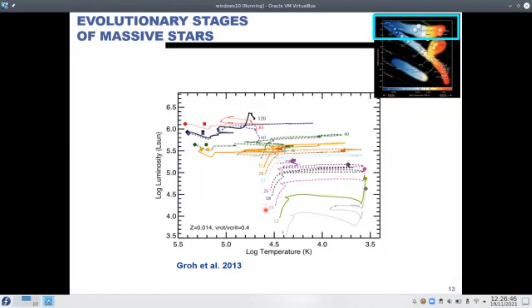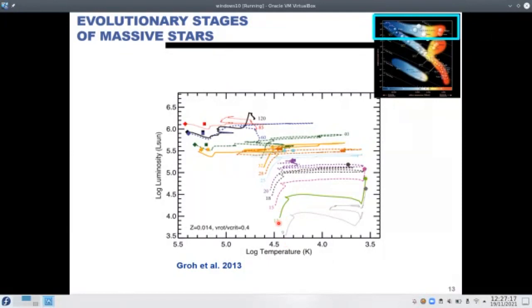And you see that the star is born here in all this stage, it fuses hydrogen and then evolves to cooler temperatures and dies in this region of the HR diagram. And in this plot, we show the same for stars from 12 solar masses all the way to 120 solar masses. But this is theory. In the observations, what we know is that massive stars can be classified within different types.